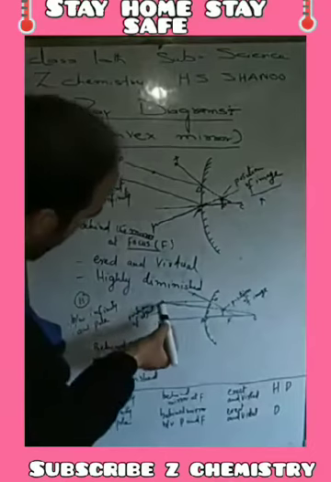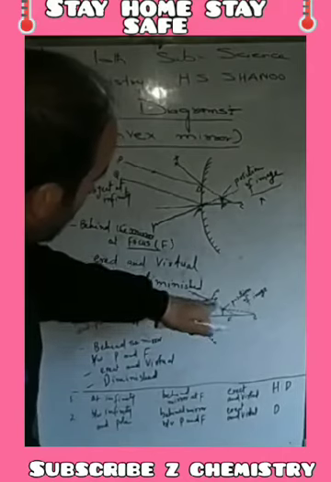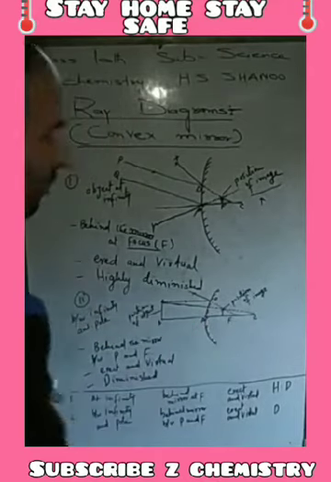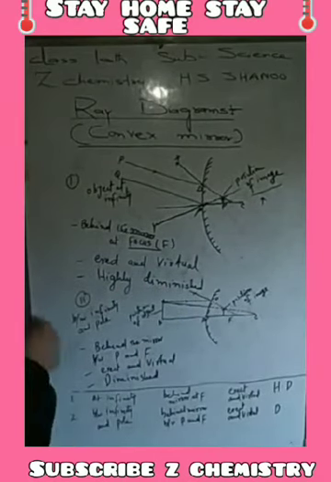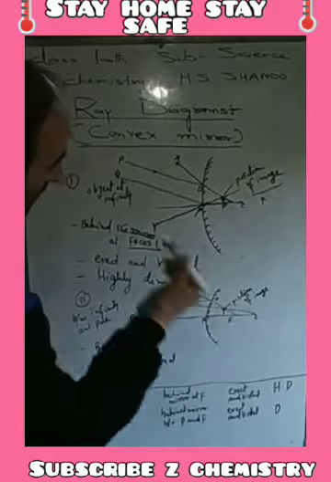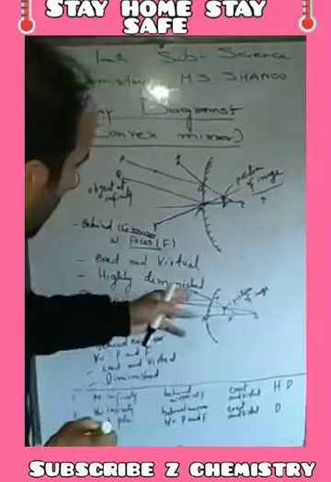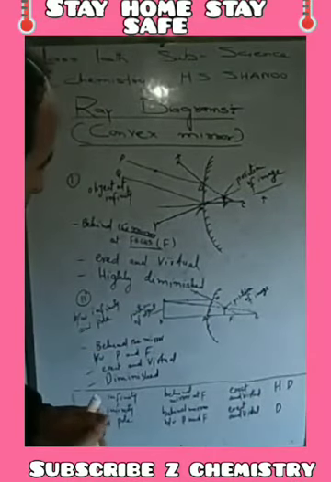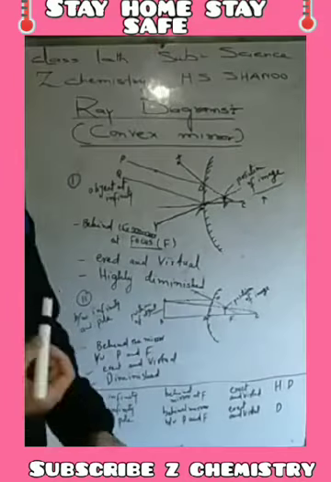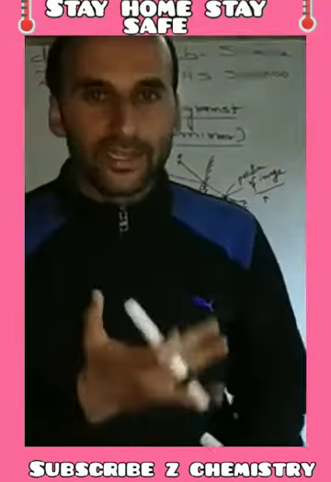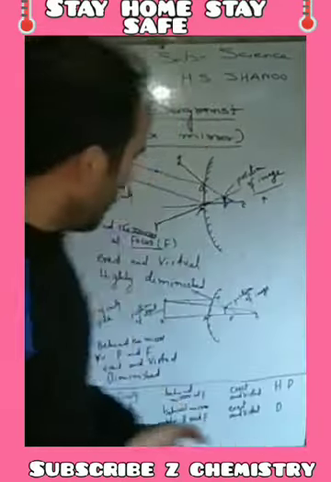One of the rays is parallel to the principal axis, and it strikes the mirror at point D, or it gets reflected from this mirror at point D. Another ray goes to the center of curvature. The reflected ray retraces its path, or it comes back along the same path.